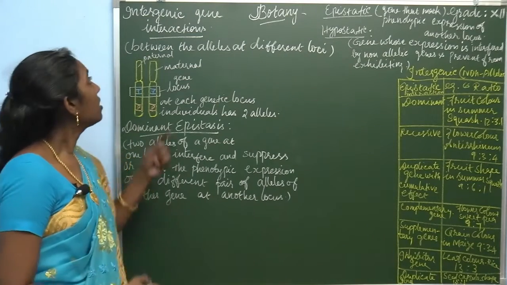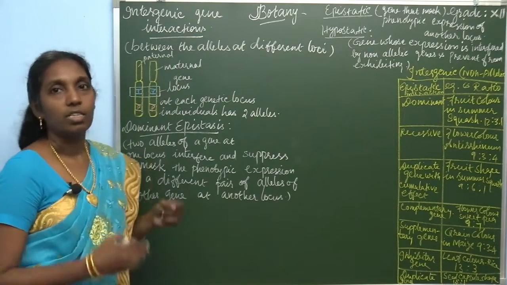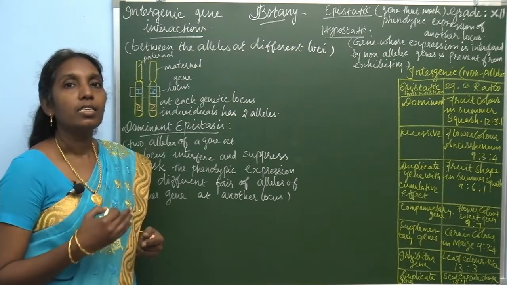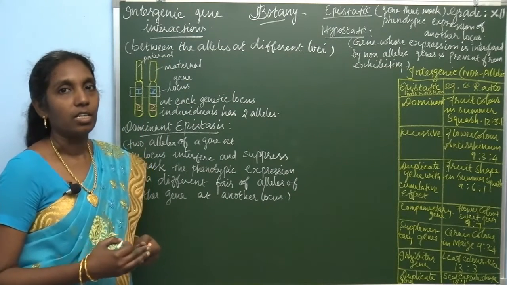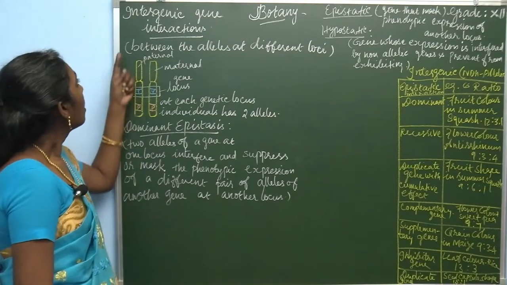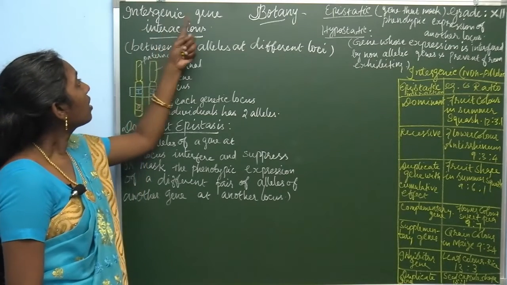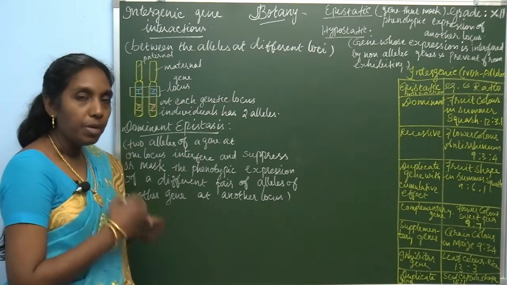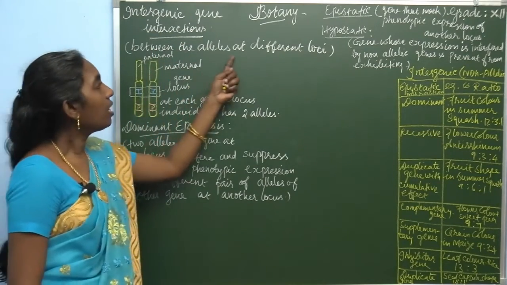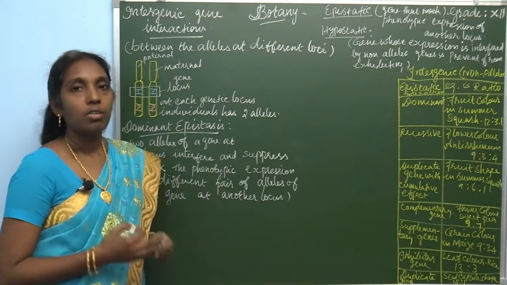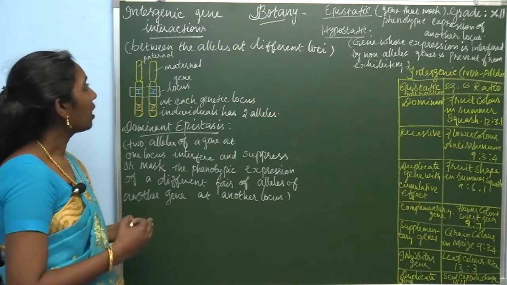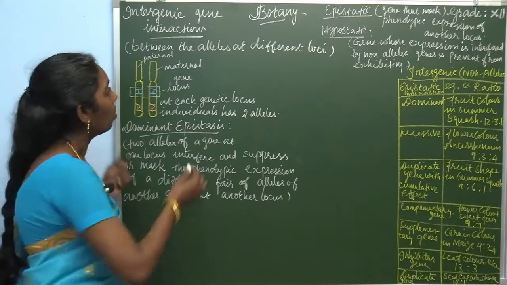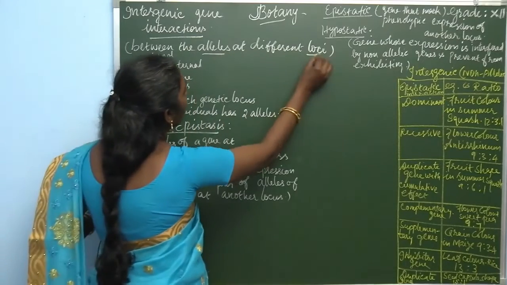What is intergenic interaction? Definition: the intergenic gene interaction is the interaction between the alleles at different loci. So first you have to learn what is allele and what is loci. Alleles and loci.